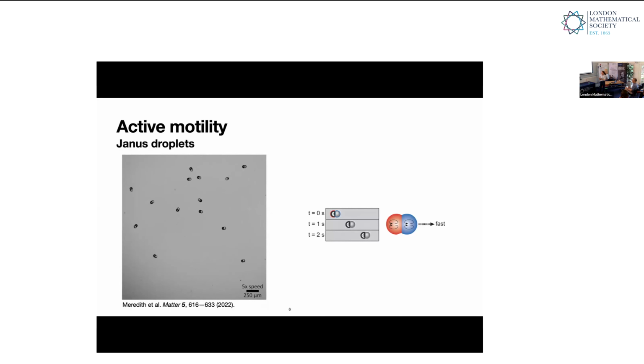They swim in some sort of straight line, but they also reorient themselves, and this reorientation is happening constantly in time. So this is the main difference between this model, which we call active Brownian particles, and the previous mode of motility, which is that here the reorientation is happening continuously.